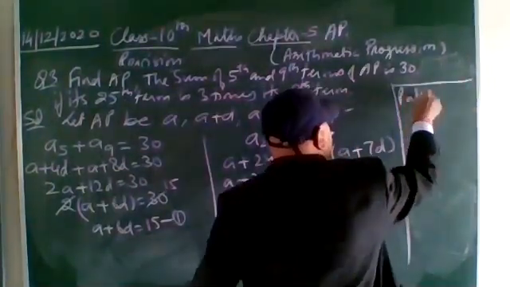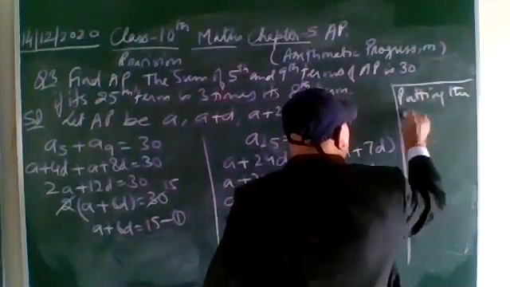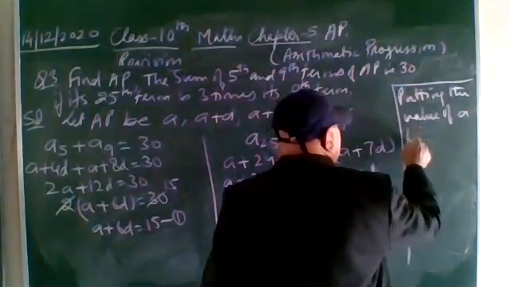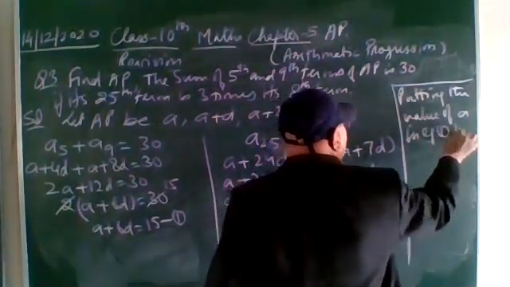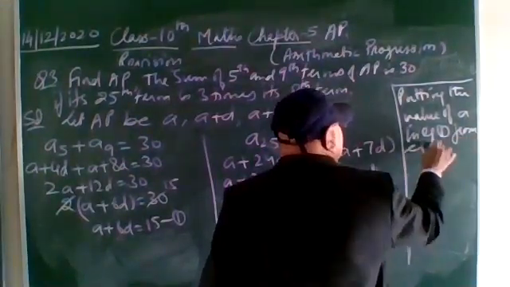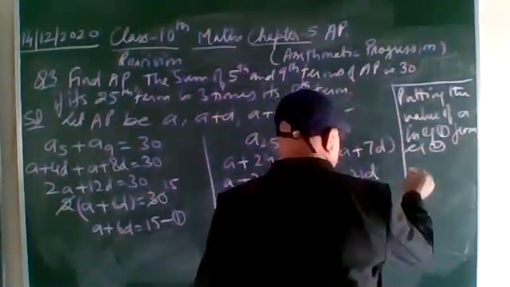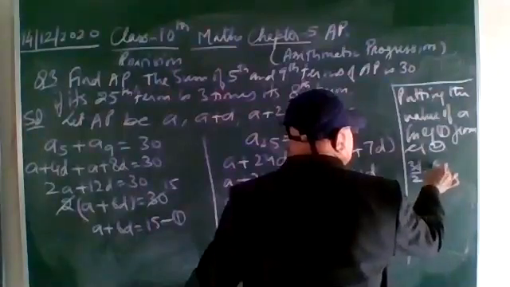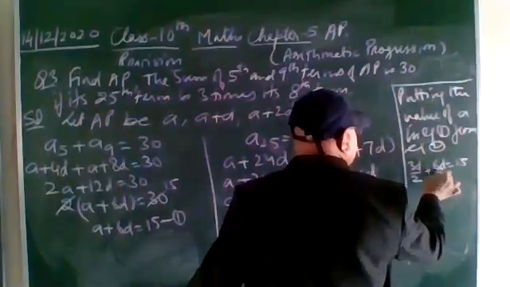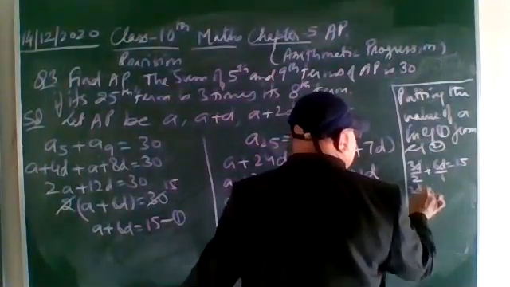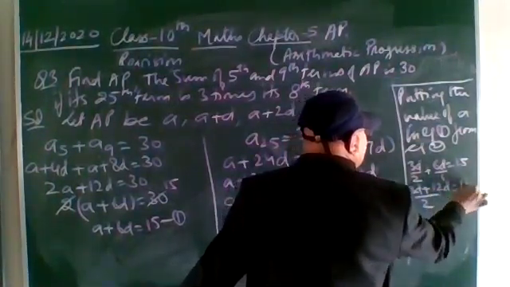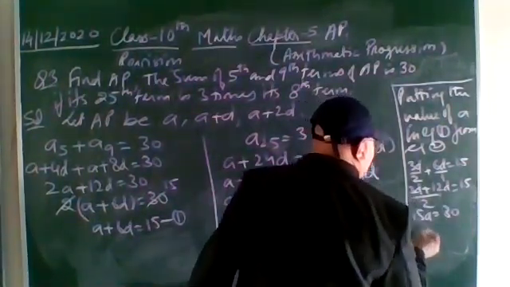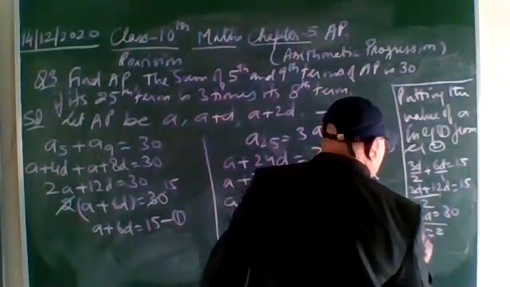So putting the value of A from equation 2 in equation 1. Now 3D upon 2 plus 6D equal to 15. That is, 3D plus 12D equal to 30. 15D equal to 30. D equal to 2.